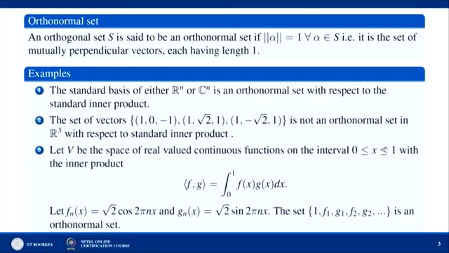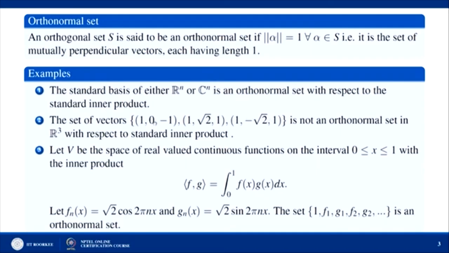Okay. Similarly, the second example is not an orthonormal set. You see, if you take the inner product of these two, it is 1 into 1 is 1, 0 into root 2 is 0, minus 1 into 1 is minus 1, which gives 0. Okay. The inner product of these two is 0. If you verify the inner product of these two, it is 1 minus 2 plus 1, again 0.